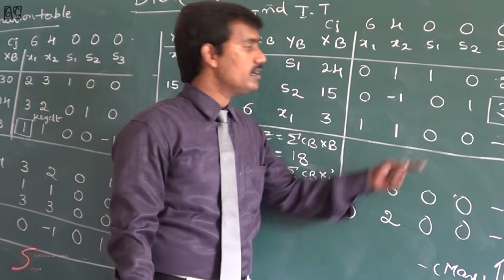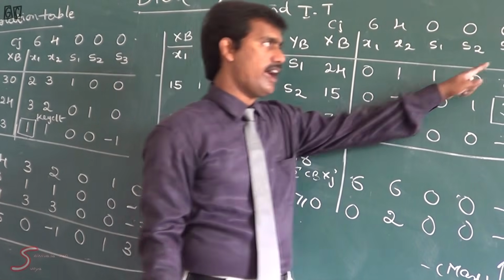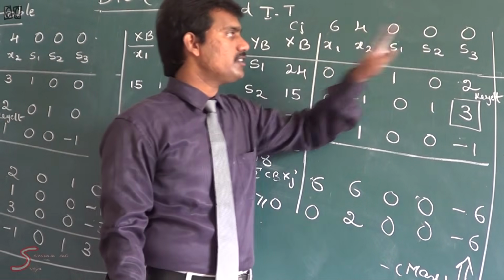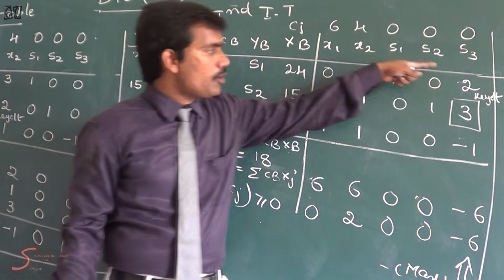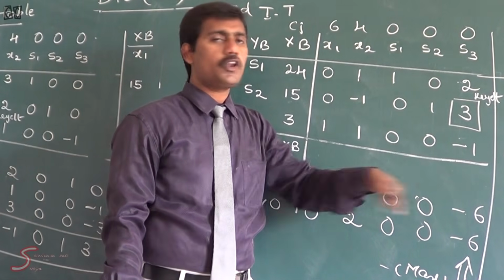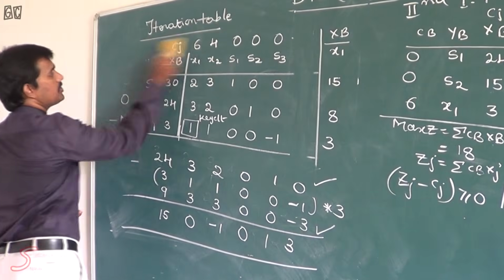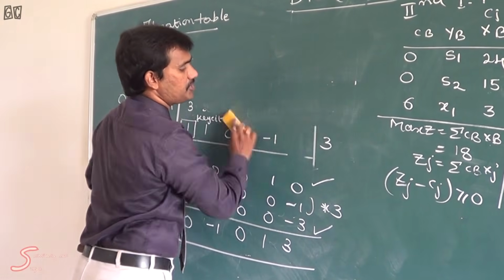So now we have to make this 3 as 1, and as usual S3 is the incoming vector, S2 is the outgoing vector, the cost of S3 is 0, and we make all the elements in the key column 0. So now we will move on to the last iteration table, that is the third iteration table.